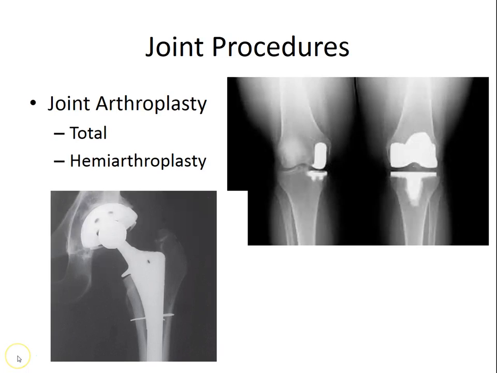Moving on to our joint procedures, we have our arthroplasties, which can be total or hemi-arthroplasties, and this is where we don't really replace the joint, but we resurface the joint. So on the bottom left here, this is an example of a total hip arthroplasty, and you can see the acetabulum was replaced, as well as the femoral head and neck, as well as the body through here. Here we have a total knee replacement, and this would be a hemi-arthroplasty where they did part of the knee.